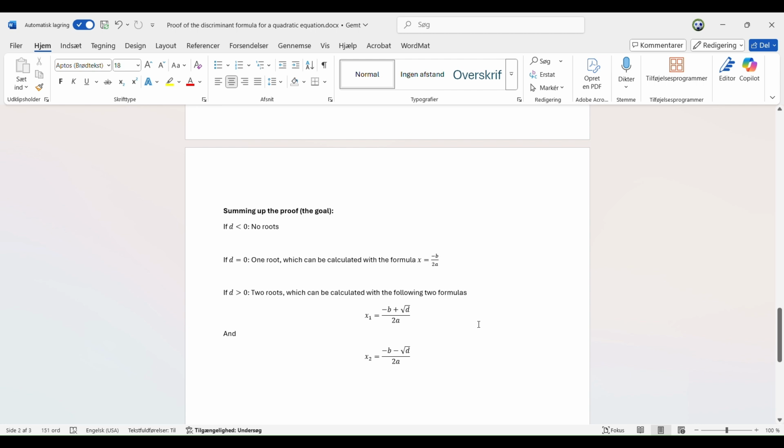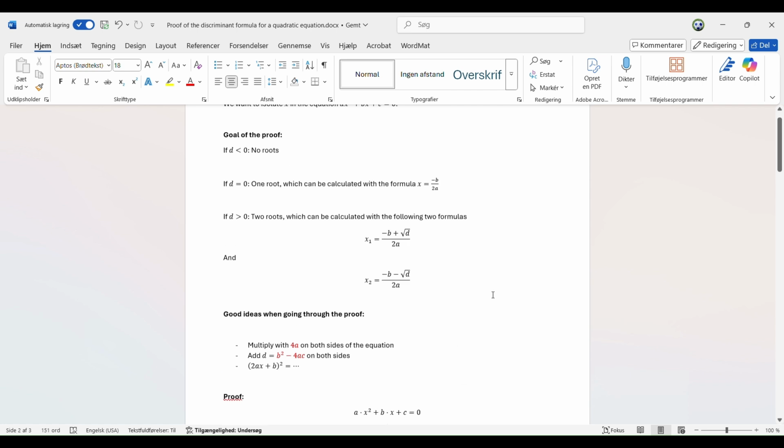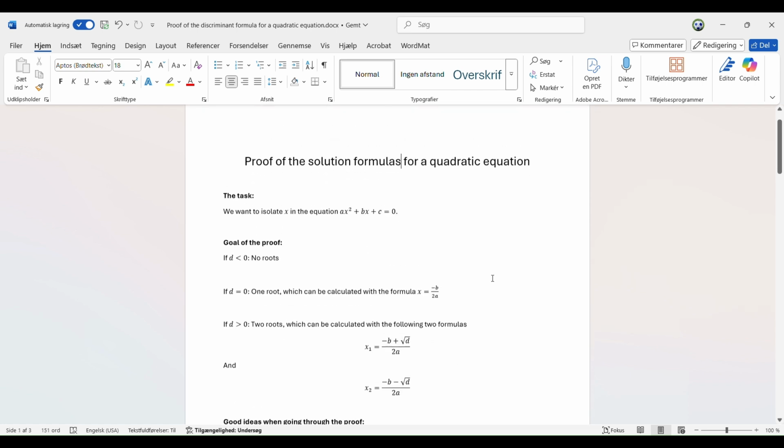So that was a proof for the solution formulas for our quadratic equation.